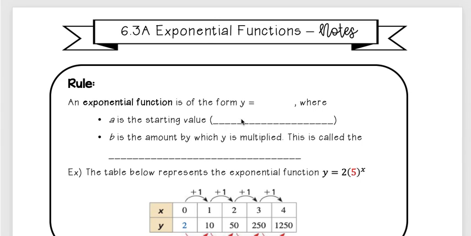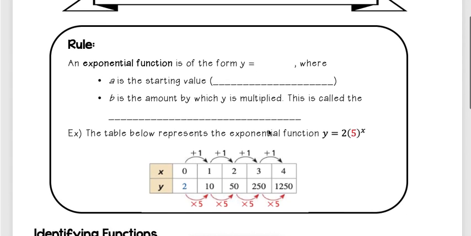Today we're going to be learning a new topic on exponential functions. This is a brand new function that we are going to be learning. All of last semester we just focused on linear functions, y equals mx plus b. Today we're going to learn about a whole new type of function and what that looks like.